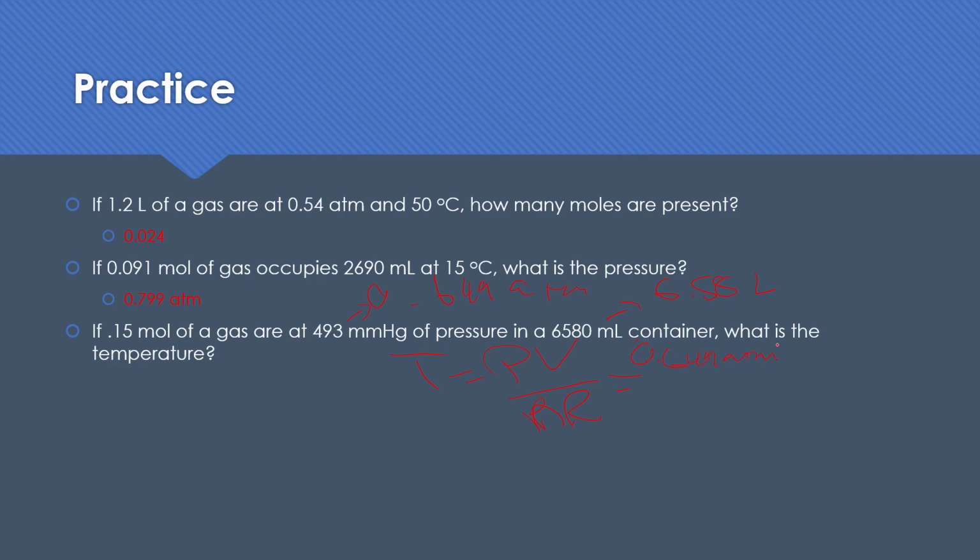0.649 atmospheres times 6.58 liters divided by n, which is 0.15, times R. Okay, atmospheres and liters cancel, moles cancel, and you get Kelvin, and you get 347 Kelvin.